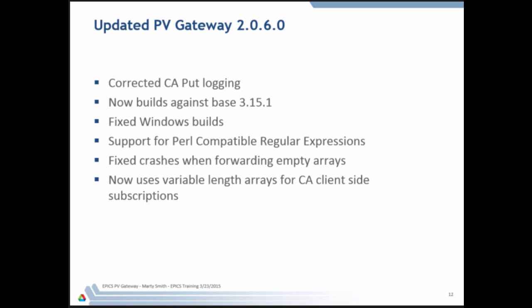They fixed the crashes when forwarding empty arrays. I haven't seen that problem. I haven't had a gateway crash in I don't know how long. But if I did, this would be the first thing I would do, go to the new version. And now the gateway can use variable length arrays for the channel access client side subscriptions.